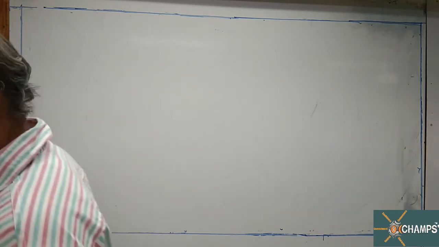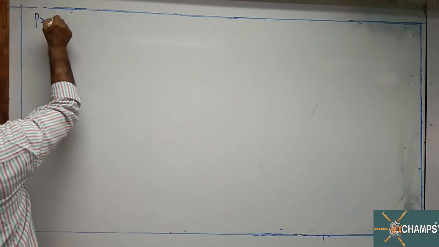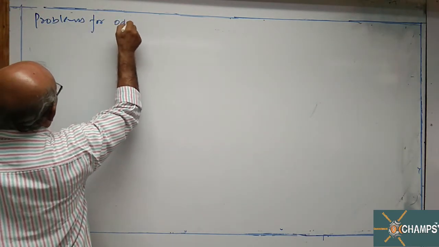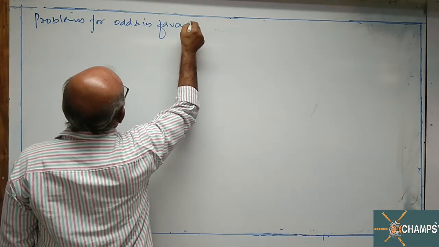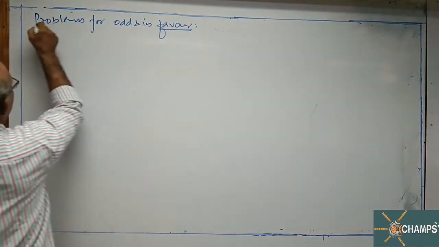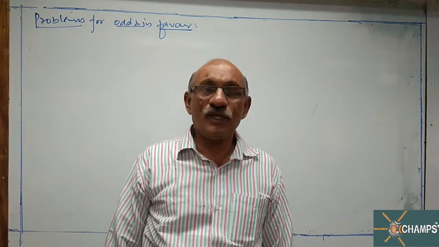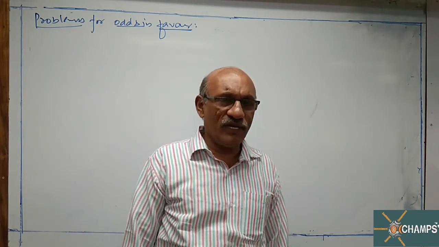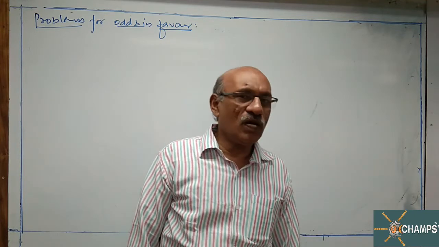Next question, sir. Problems for odds in favor. Odds in favor means ratio is given. Ratio of happening of an event and not happening of an event is given, that we have to convert into probability. What does it mean actually?